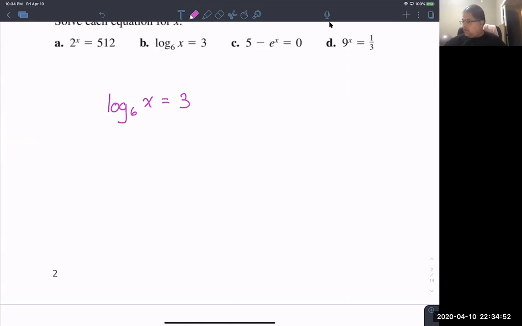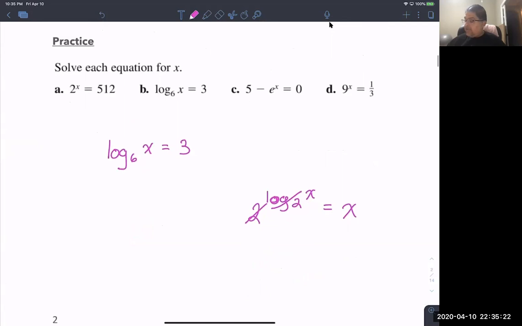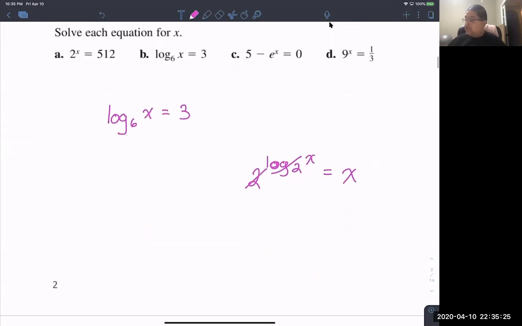So remember the property: 2 to the log base 2 of x is x. Okay, so they cancel out. So I'm talking about these two properties right here. In the previous problem, I used this property, and in this problem, I'm going to use this property. They cancel out. So this property, 2 to the log base 2 of x, cancels out. So I have this situation right here.